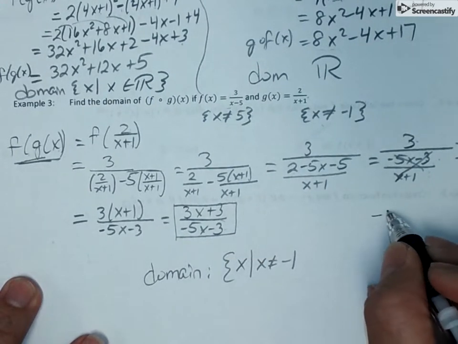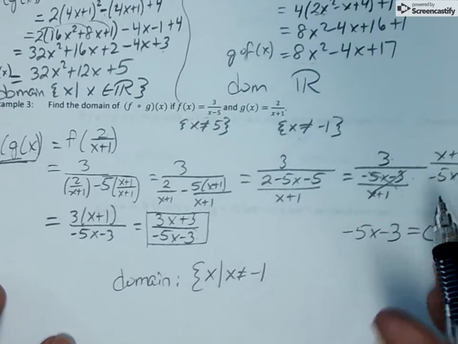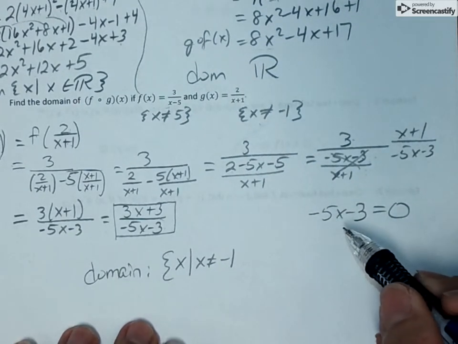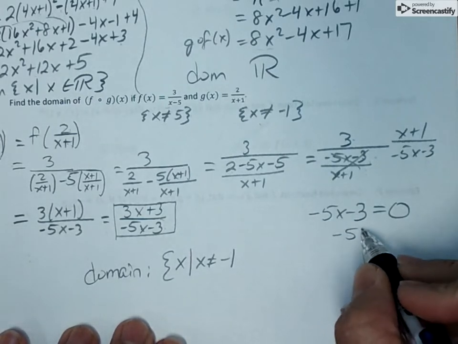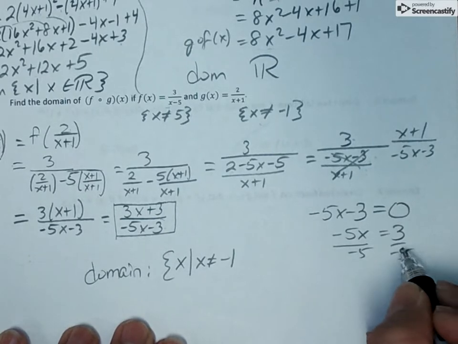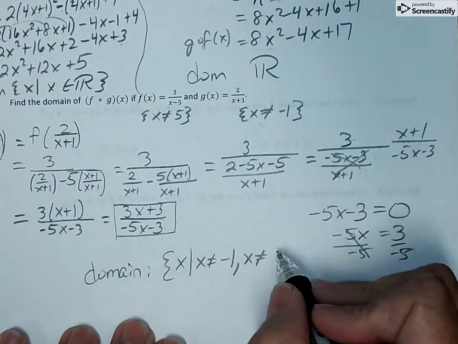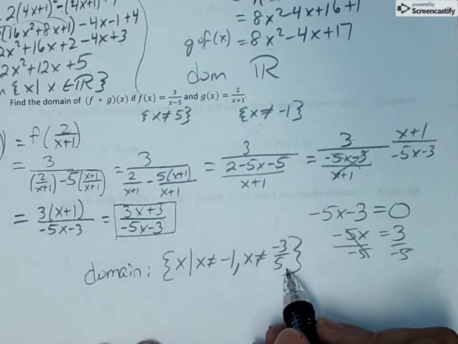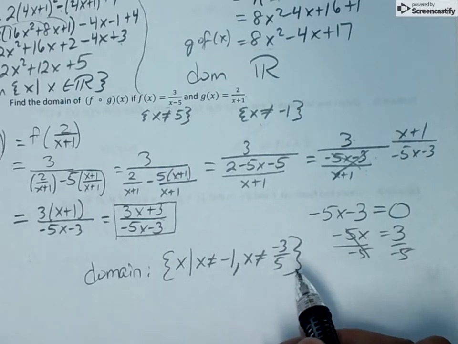So I'm just going to come over here, -5x minus 3. I'm going to set that equal to 0 and solve for x. Whatever I get is what I've got to exclude from the domain. So let's add 3 to both sides and divide by -5. So x cannot equal a -3/5. So x cannot equal -3/5 or -1. Every other number is perfectly okay.